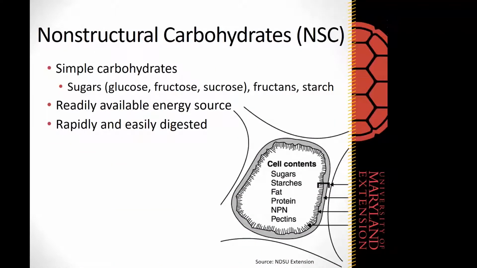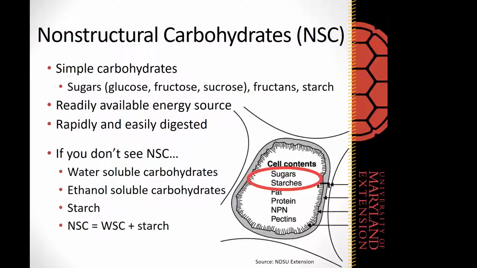So if we switch from the structural components to the non-structural components, these are our more simple carbohydrates. So sugars, fructans, starch, those are all things that are really readily available as an energy source, and they are rapidly and easily digested by the animal. So they're all things that are found inside those plant cells.